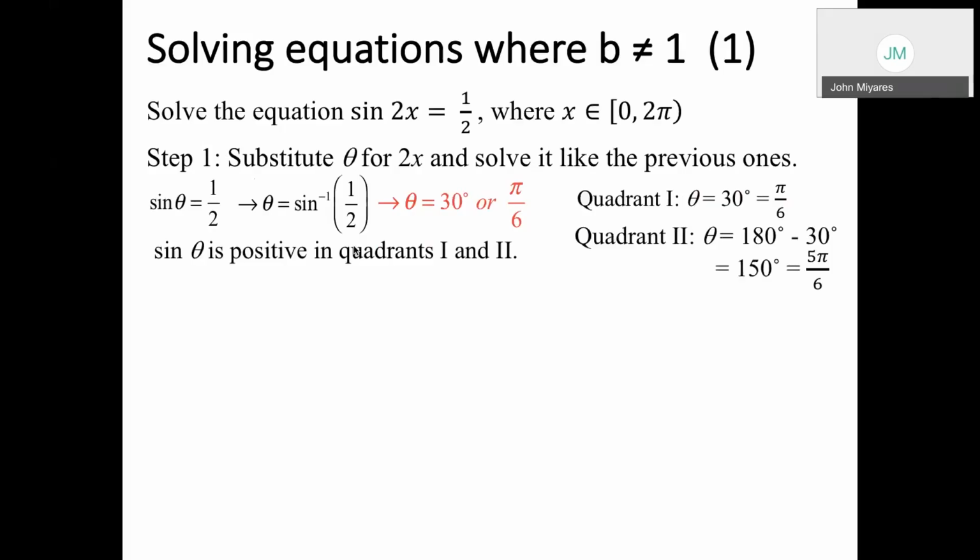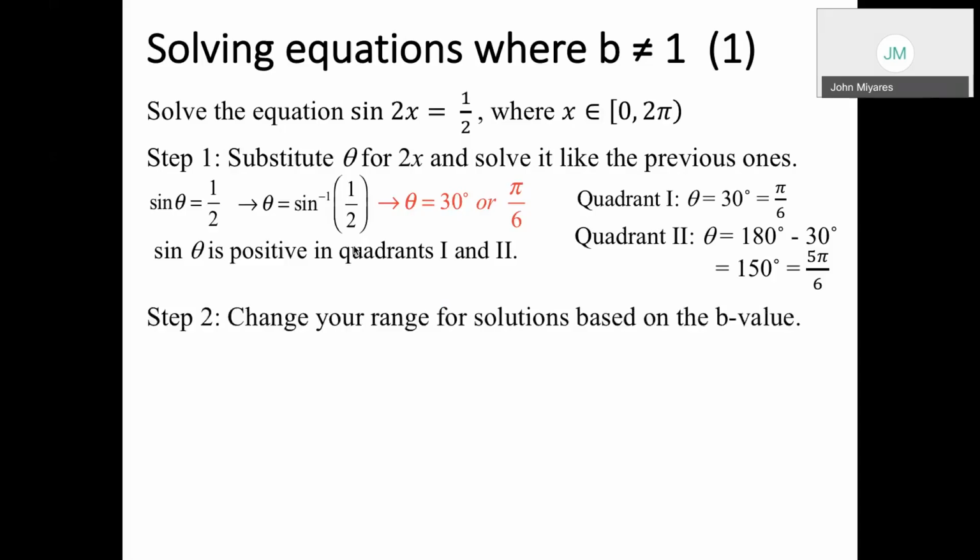Here is where things get different. Our second step is going to be to change the range for your solutions based on the b value, which for this problem is going to be 2, since I'm taking the sine of 2x. Let's look at the logic here. We just solved for two angles for theta between 0 and 360 such that the sine of theta equals 1/2.